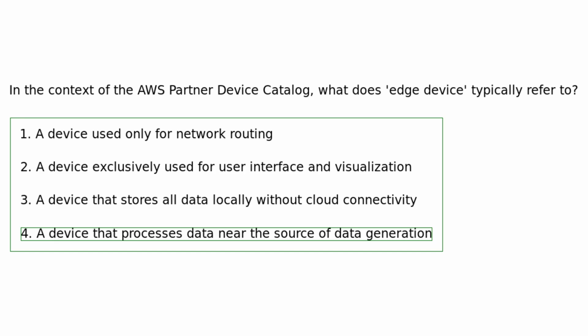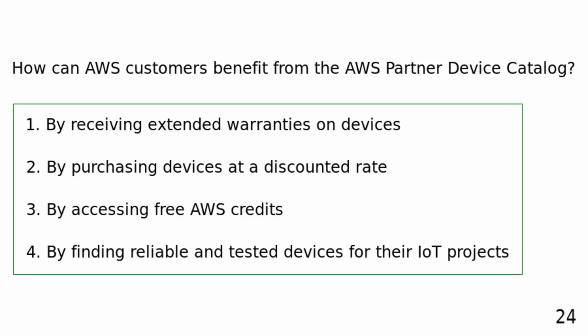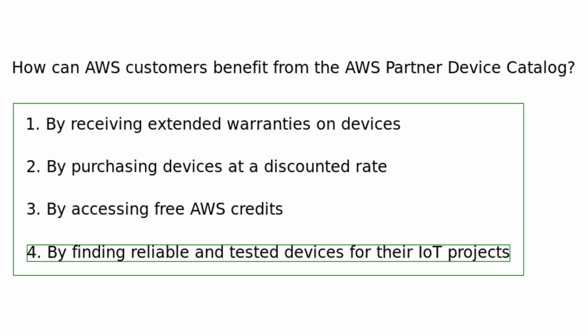data to the cloud. How can AWS customers benefit from the AWS Partner Device Catalog? By receiving extended warranties on devices. By purchasing devices at a discounted rate. By accessing free AWS credits. By finding reliable and tested devices for their IoT projects. AWS customers can benefit by finding reliable and tested devices for their IoT projects, ensuring compatibility and performance.